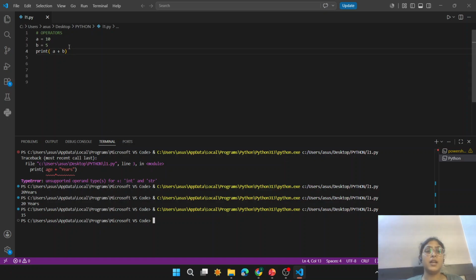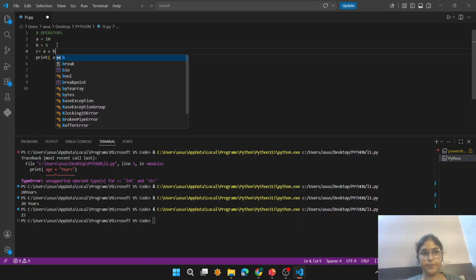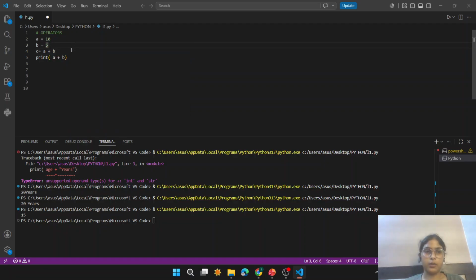Simple answer. I had just used this operator and added this. Now you can do it in this way. Either you print directly or you can create another variable and add these and print that variable. You can do it either way because it means literally the same thing.